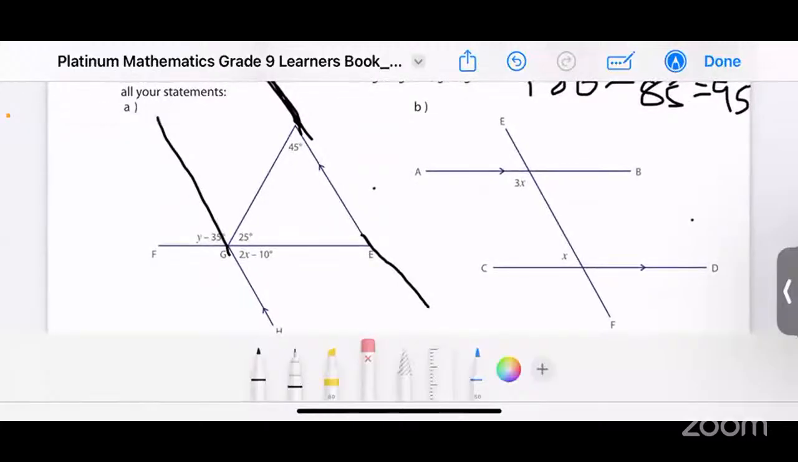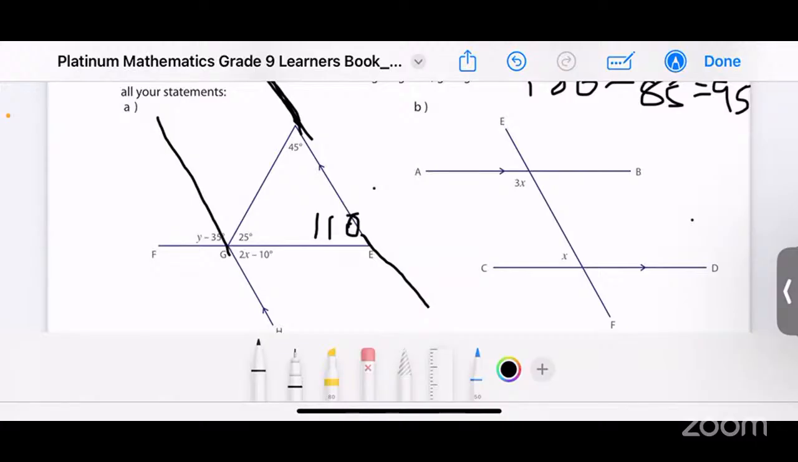So we've got 25 and 45. If we are to subtract from 180, it means this angle is 110. If we are to add the 3 of them, they must give us 180. So there's 45 there, 25 there, 110.